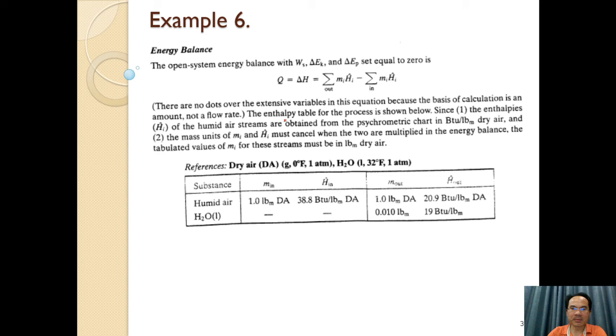Okay. And then you summarize the table. The first column is substance: humid air and water in liquid phase. M in, delta S in, right? M in is 1 pound mass. And then you get the humid air in delta S.